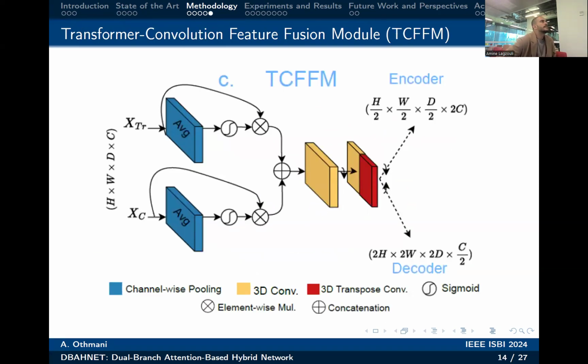Finally, we also have the transformer convolution feature fusion module, which basically combines the features from both transformer and convolution branches, performs channel-wise attention, and then concatenates them and fuses them with convolution, which is often followed by downsampling for the encoder phase and upsampling for the decoder phase.